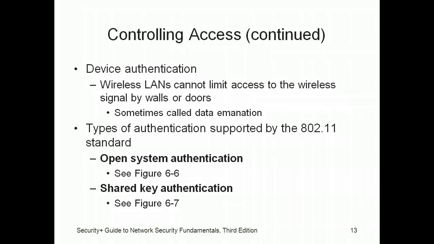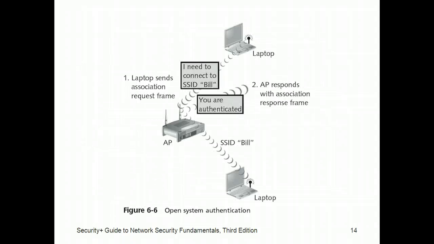Types of authentication supported by 802.11: the open system and the shared key. You might have seen this when you set up WEP in the past, there are two ways to set up WEP, open and shared. On the open, you have a laptop that sends a request frame, saying, I need to connect to SSID Bill. The access point responds, okay, you're connected, you're done.